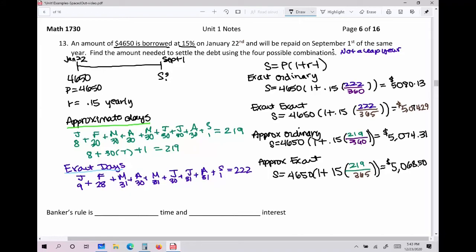Okay, so all of these again are in the same ballpark, but we do have up to a $12 difference between approximate exact and the exact ordinary. So we do need to be careful when we're doing these problems. Now, banker's rule is the one that makes the most money. And usually, especially for loans, it's what the banks choose, which is why it's called banker's rule. So that is where we have exact time and ordinary interest. Okay, exact time and ordinary interest.